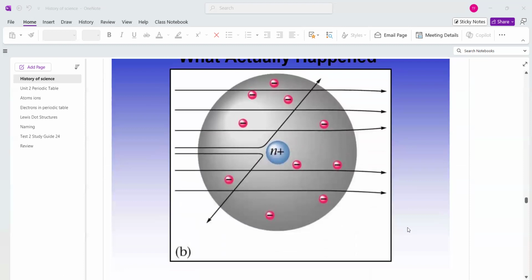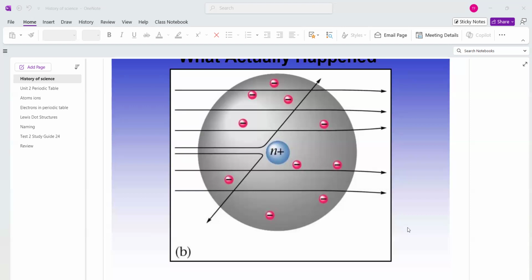But this is what happened. Most of them went through the gold. Like 99% of them went through the gold. And he was going, how can that be? He had a few deflect off. Most of them went right on through. So plum pudding says that's solid. There's no way any of them should have gone through. All of them should have been deflected.